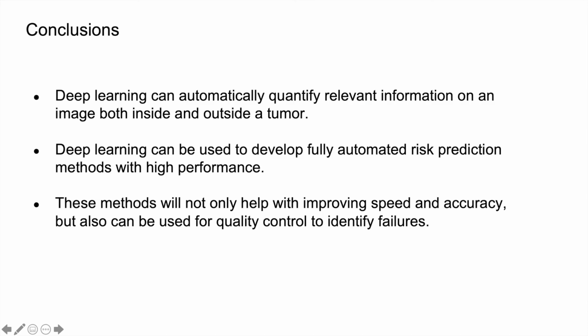Now the conclusions, I'm at the end of my talk. So deep learning can automatically quantify relevant information on an image, both inside and outside of a tumor. We can also use deep learning to develop fully automated risk prediction methods with high performance. But also it is important to mention that these methods not only help with improving speed and accuracy, but they can also be used for quality control to identify failures as well as individuals at risk.